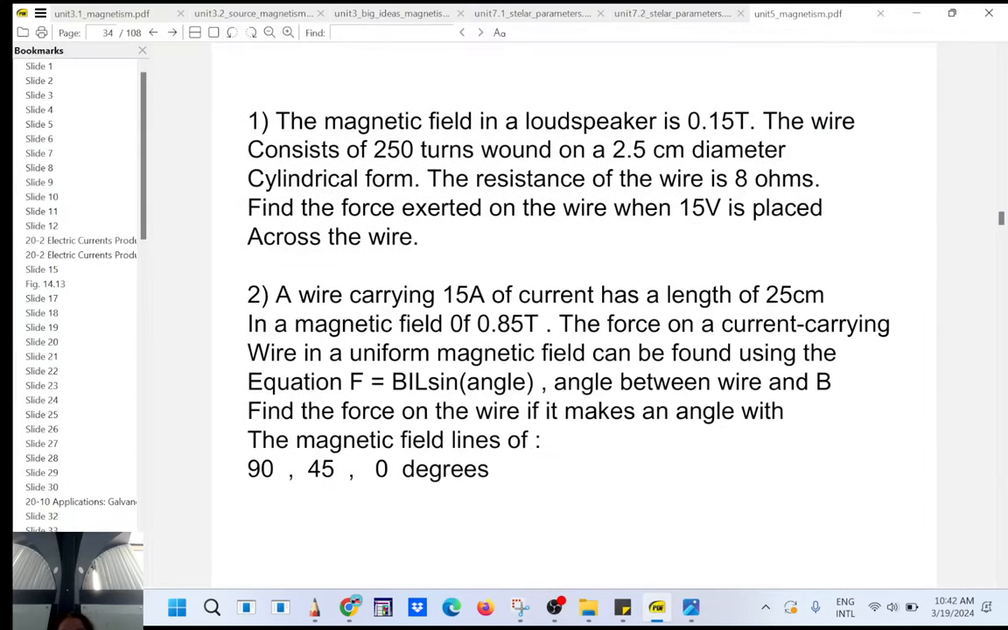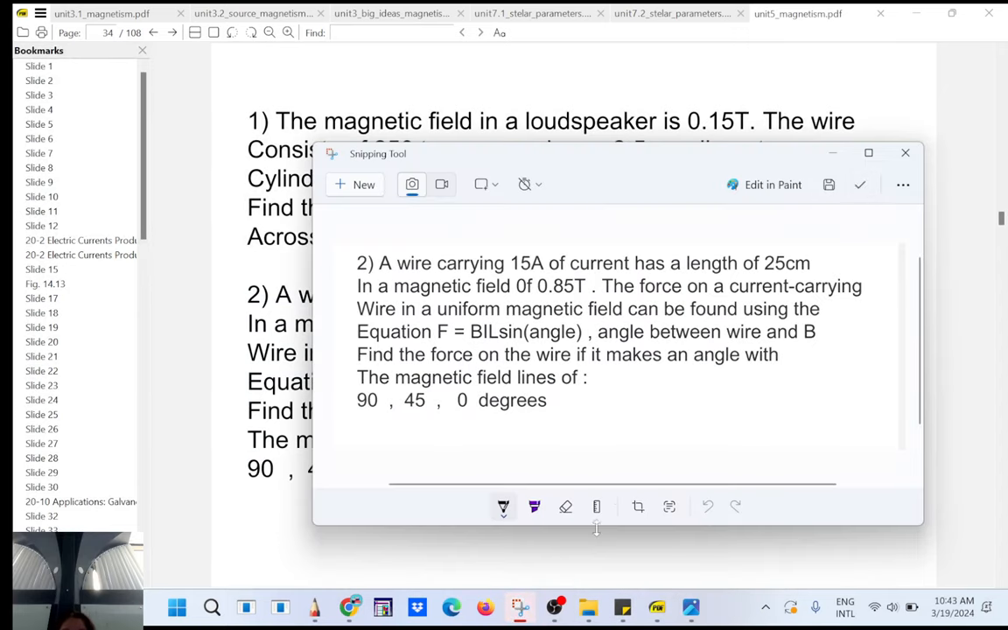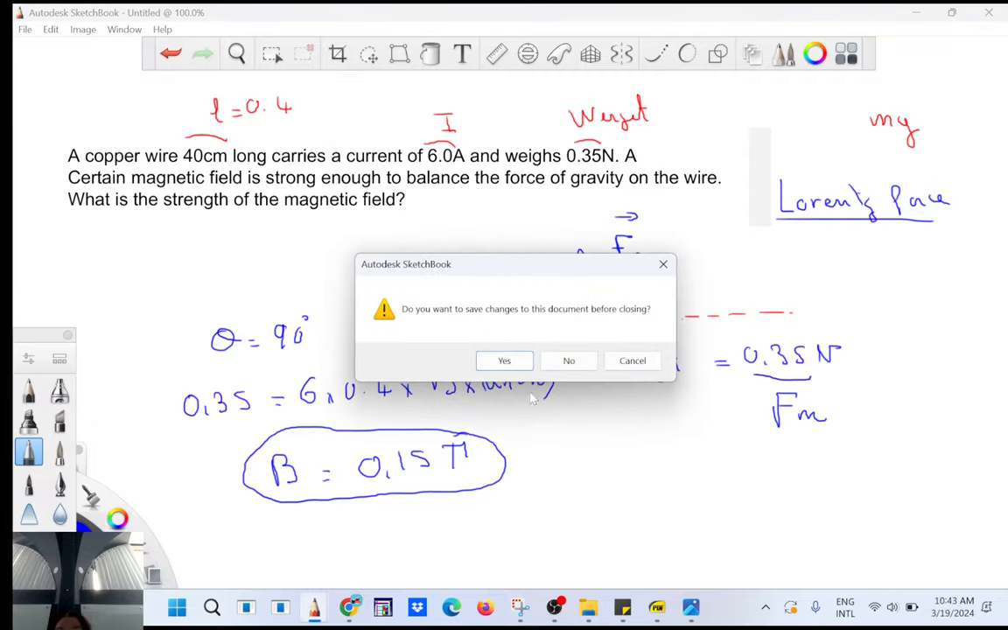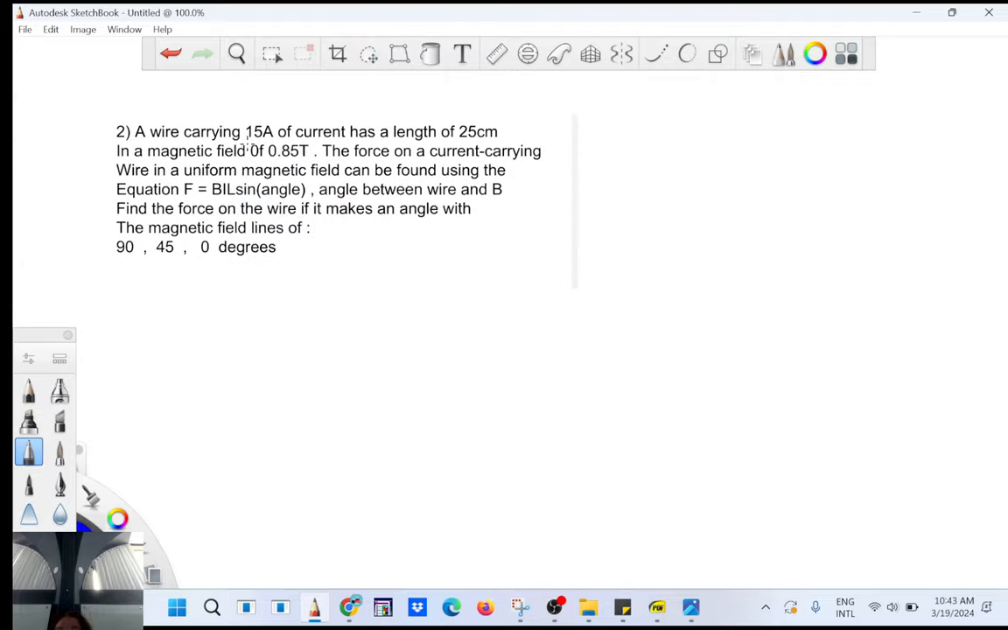So the next one is easy, it's just to understand that sometimes the angle between the wire and B doesn't have to be equal to 90 degrees. So again, let's just write down the equation. The length is 0.25 meters. That will be your magnetic field. So F equals 15 times 0.85 times 0.25. If the angle is 90 degrees, that will be times 1.